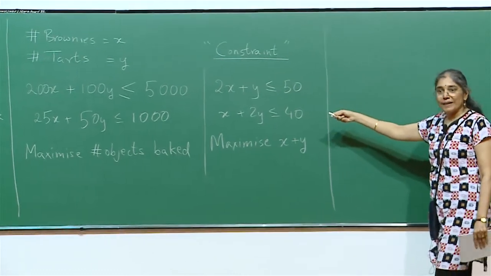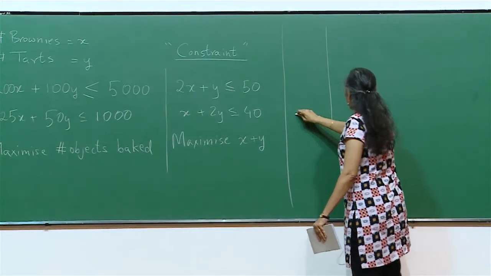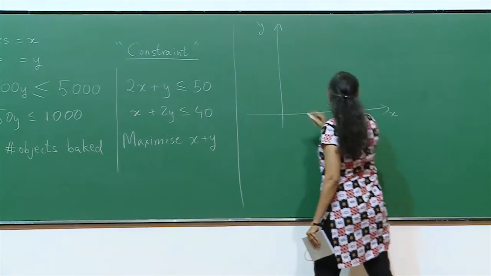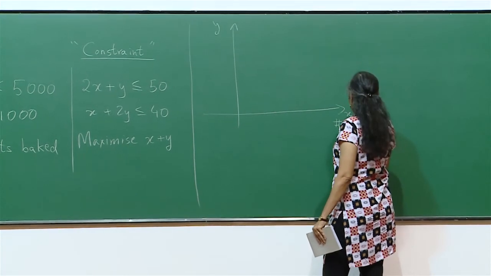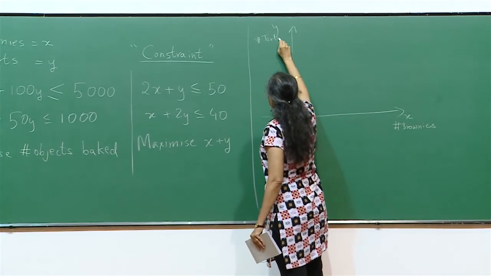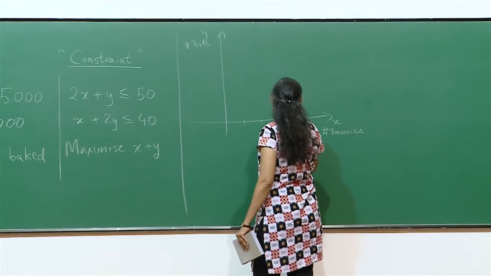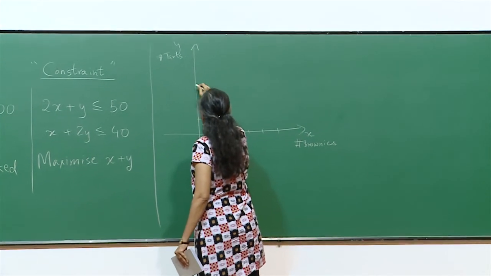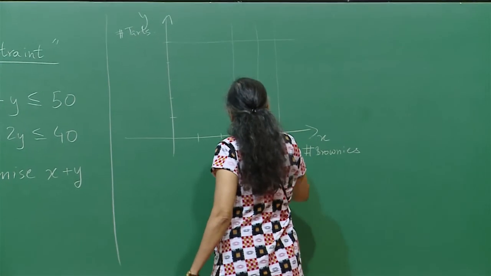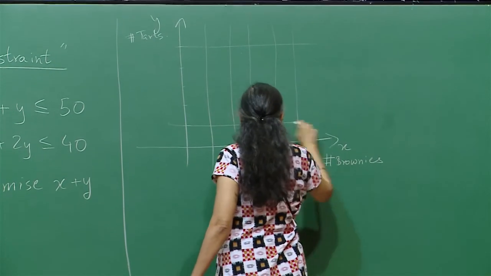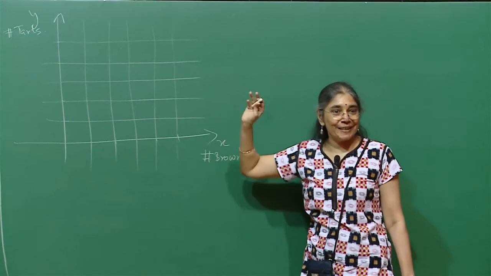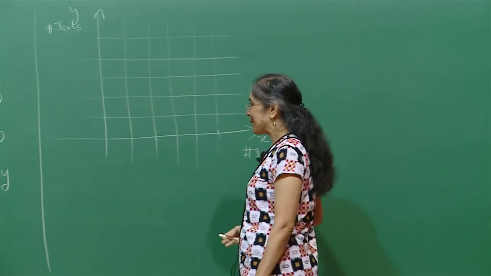To visualize how exactly we are going to go around maximizing this, what we do is we can actually plot the number of brownies and number of tarts on this xy plane. So here I have x, which is the number of brownies, y, which is the number of tarts. I'm guessing that these faint lines that I'm drawing are not really visible at the back, so it doesn't matter. When I put down a number, I will also write the number and tell you what that number is.